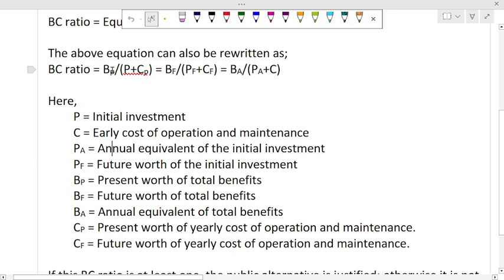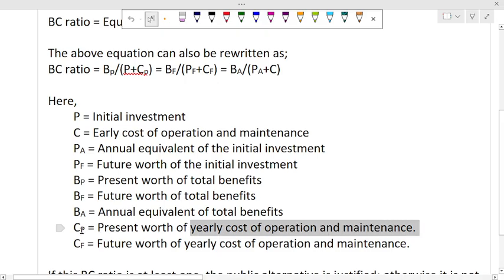This is the same thing as saying benefit to cost ratio. We can also write benefit to cost ratio as BF, which is the future worth of total benefits, divided by PF, which is the future worth of initial investment. All these are future things. Therefore, CF is the future worth of yearly cost of operation. So once you see C, know we are talking about operation and maintenance: yearly cost of operation and maintenance.